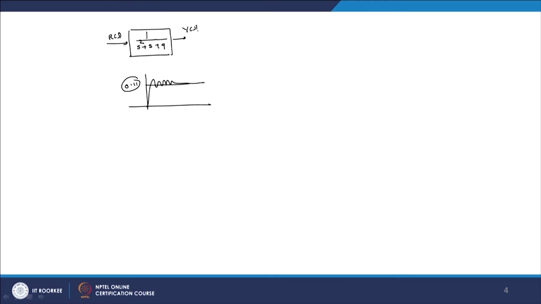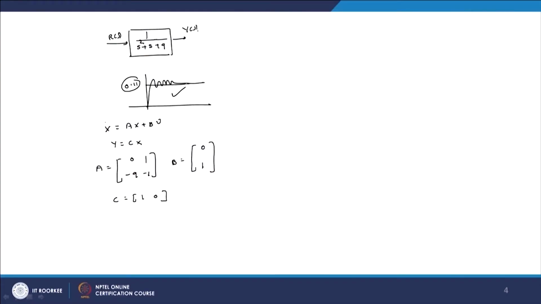But suppose you want a steady state of 1, that means here we have to design a controller. Now what do we do? We develop the state space model of this plant. The state space model of the plant is given as x dot equal to Ax plus Bu, y equal to Cx, and here the A matrix is 0 1, minus 9 minus 1, the B matrix is 0 1, and the C matrix is 1 0.